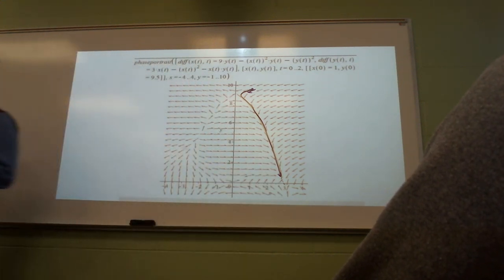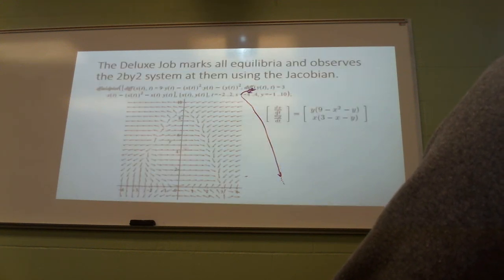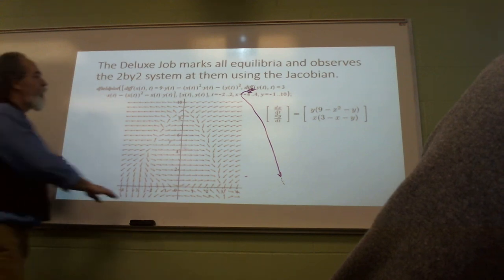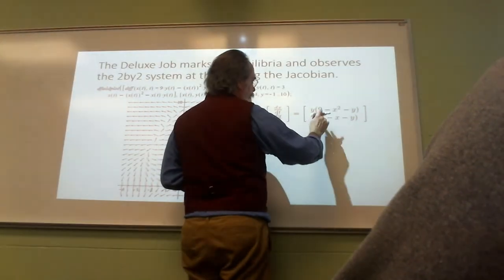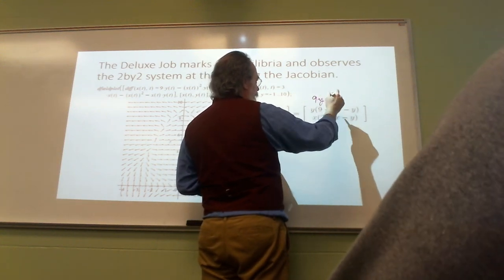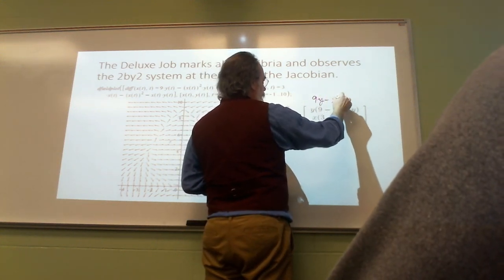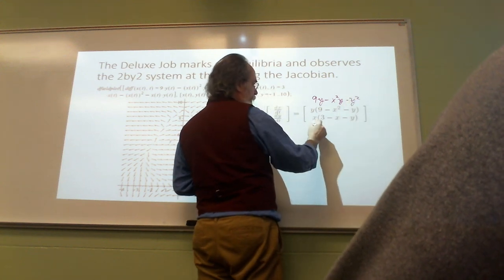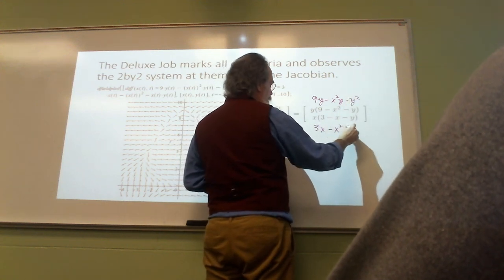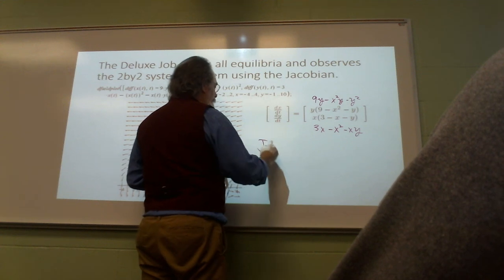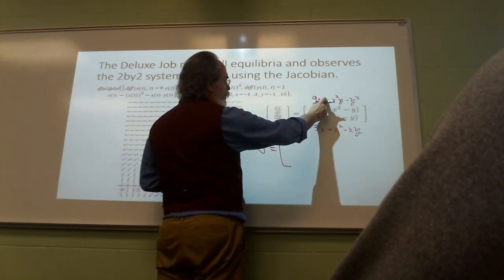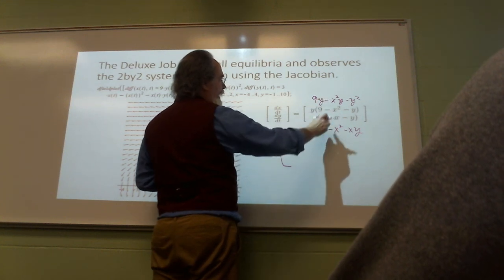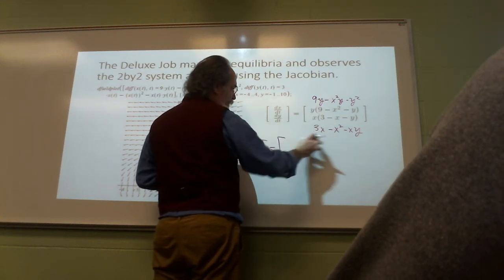Let me show you the last slide. And that's to use the Jacobian. This thing is equal to, I had this before, 9y minus x squared y minus y squared, and this part is 3x minus x squared minus xy. The Jacobian is you take the partials. So I take the partial of this with respect to x. I take the partial of this with respect to y. Each of those guys goes here.